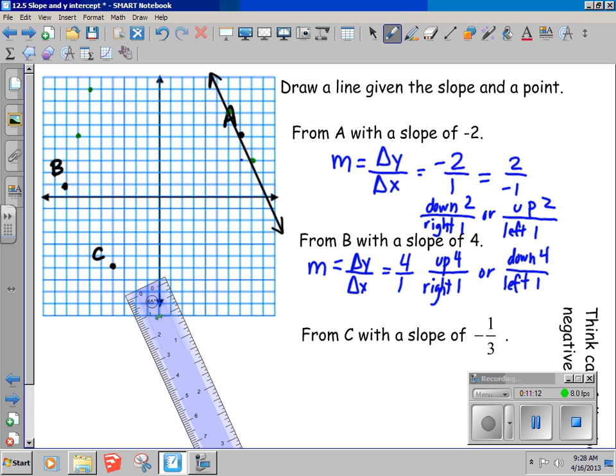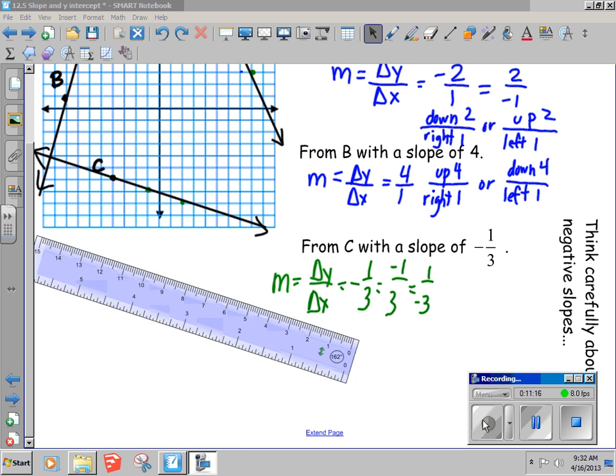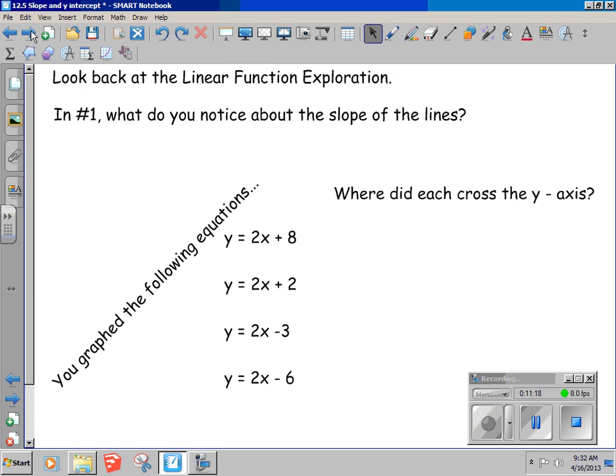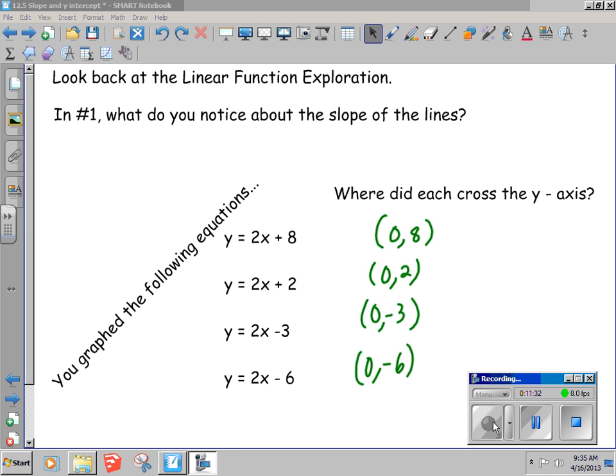And then I'm going to draw in my line. We got some more stuff we have to put together now. So, let's look back at your linear function exploration from last week. You know where you graphed all of those lines and you had a bunch of parallel lines? Quick, grab that.